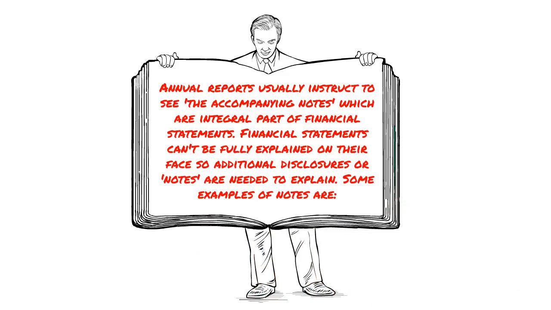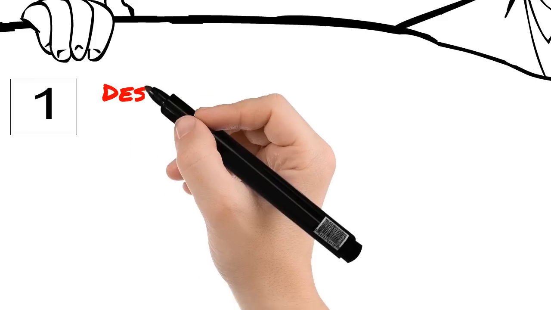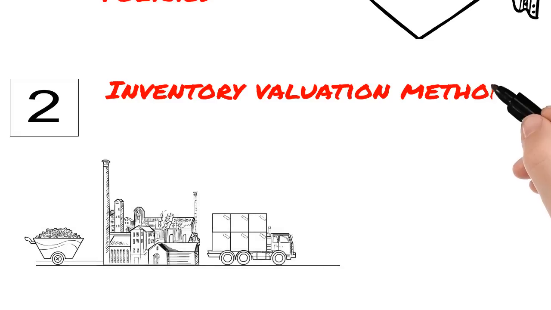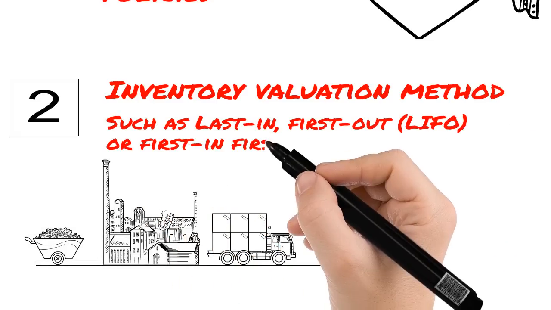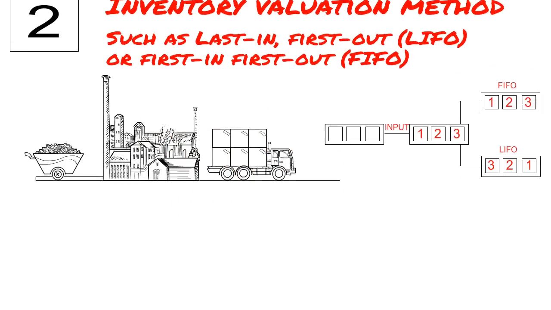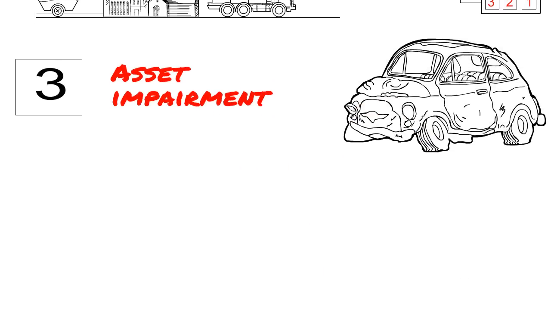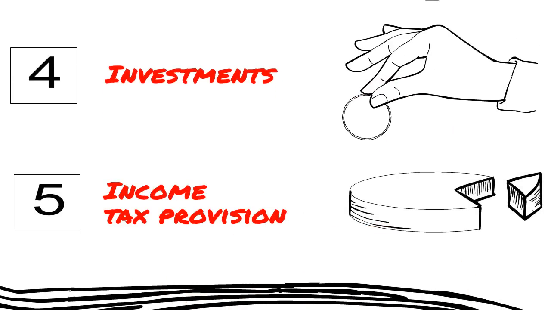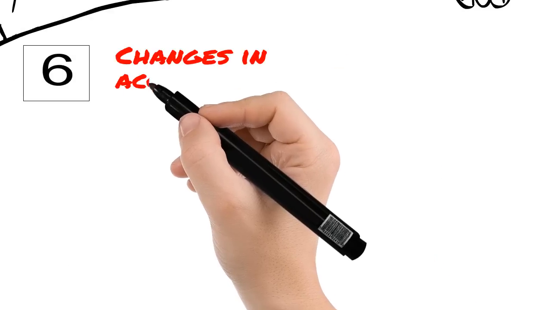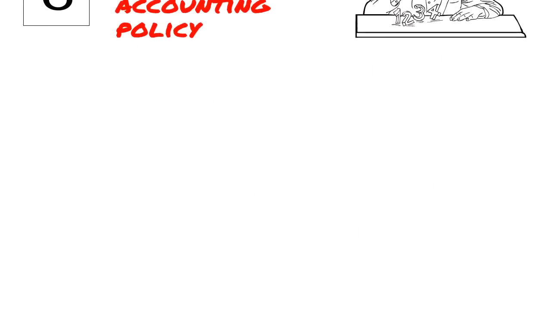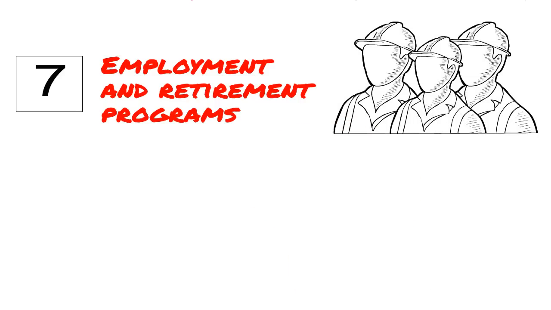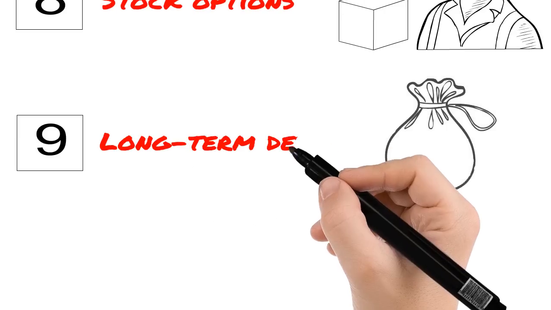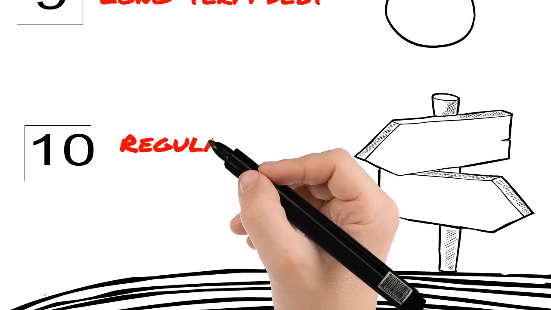Some examples of notes are: description of company's policies, inventory valuation method, such as last in, first out, LIFO, or first in, first out, FIFO, asset impairment, investments, income tax provision, changes in accounting policy, employment and retirement programs, stock options, long-term debt, regulations or restrictions.